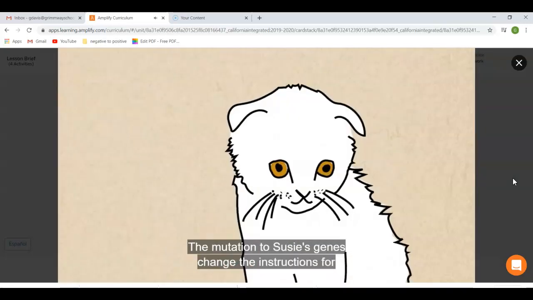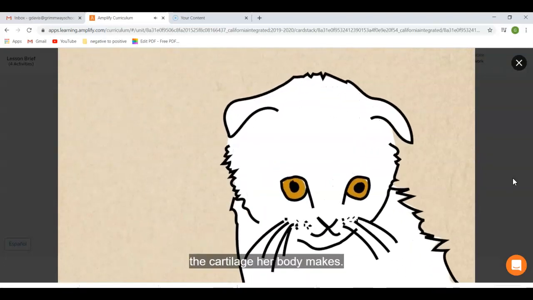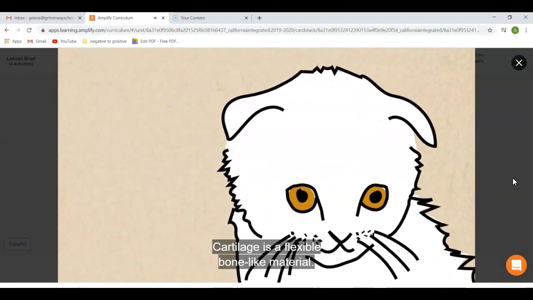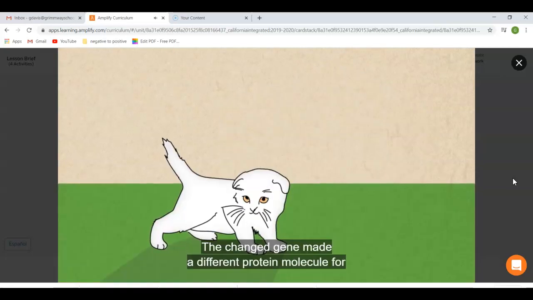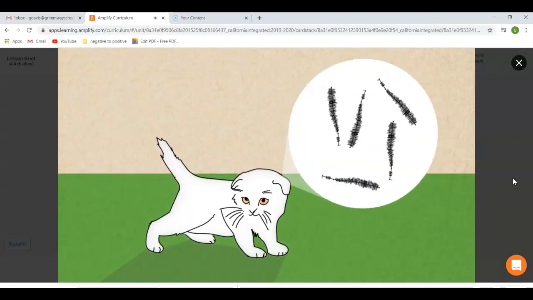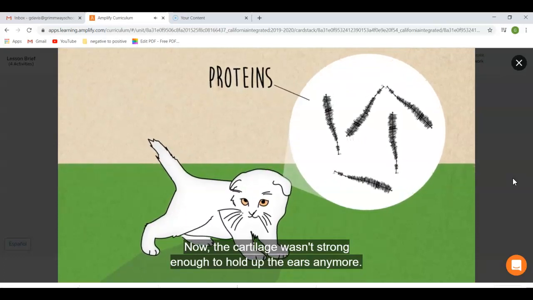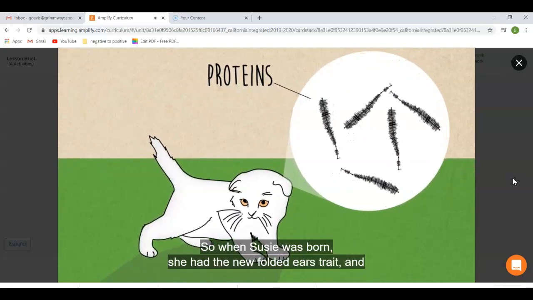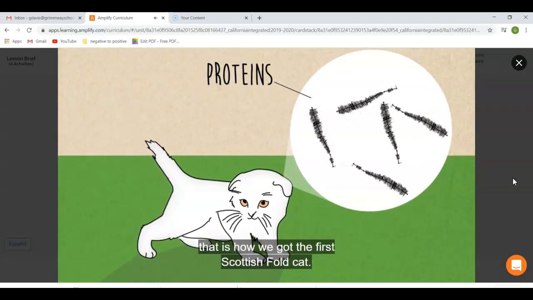The mutation to Susie's genes changed the instructions for the cartilage her body makes. Cartilage is flexible, bone-like material. It's what gives ears their shape. The changed gene made a different protein molecule for the cartilage of Susie's ears. Now, the cartilage wasn't strong enough to hold up the ears anymore. So when Susie was born, she had the new folded ears trait. And that is how we got the first Scottish fold cat.